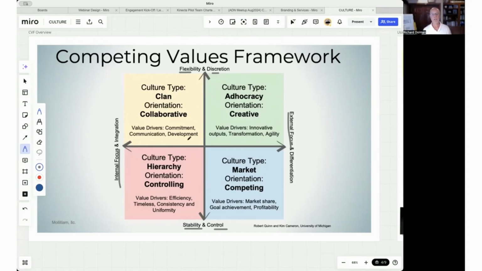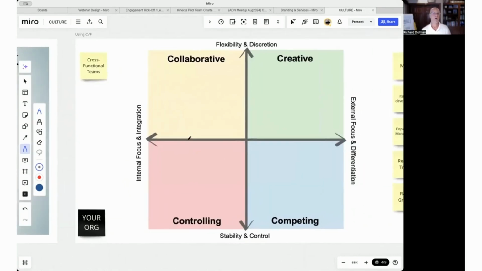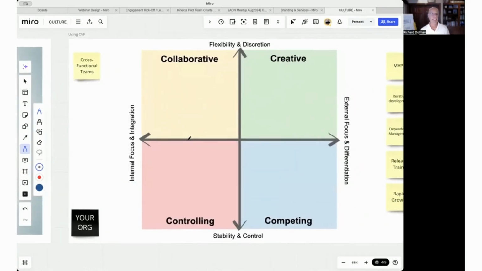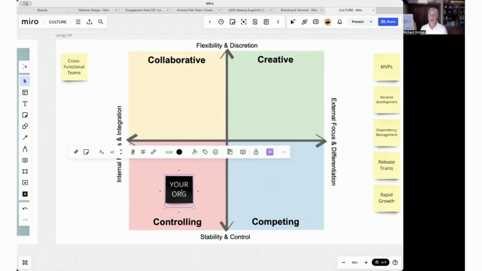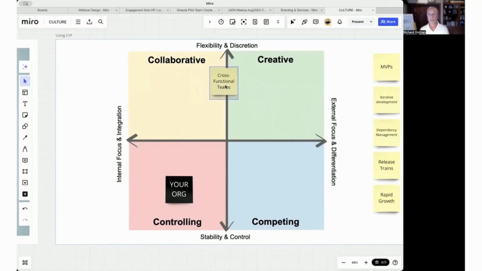Okay. So let's take a look at this model using your specific ideas and questions. So again, you mentioned that your organization is predominantly a hierarchy culture. So we'll place that in the lower left. And again, we refer to that as controlling culture orientation. And so let's talk about this topic of cross-functional teams.